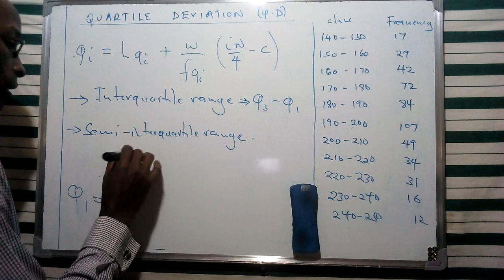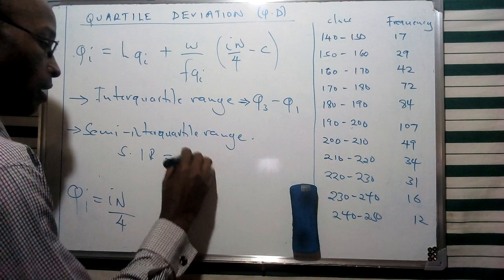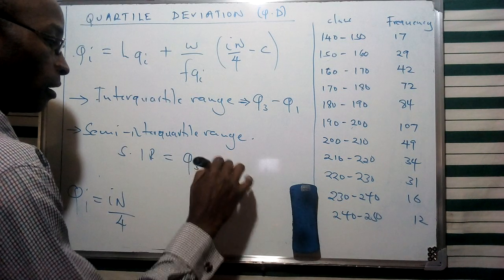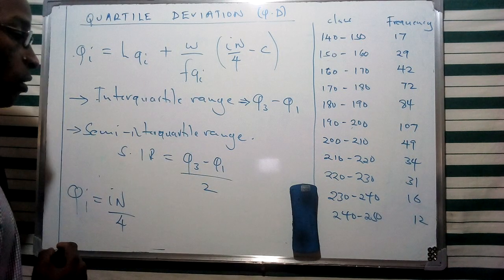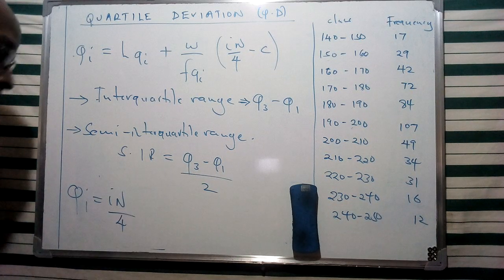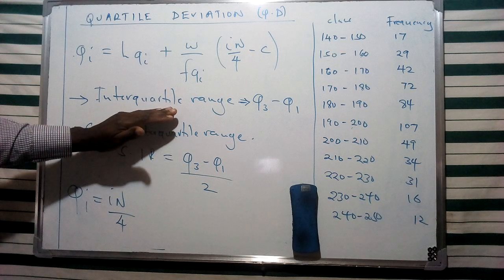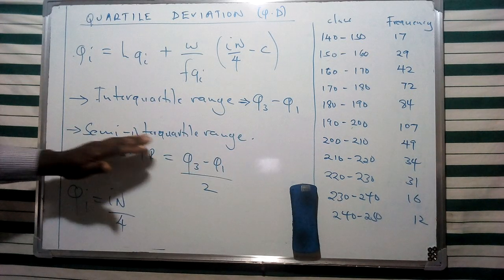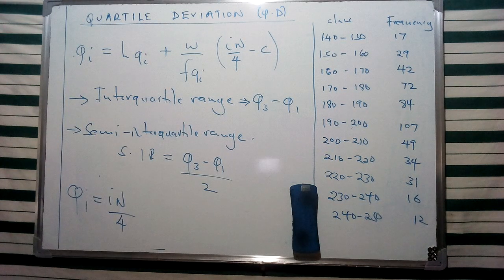So therefore, the semi-interquartile range is going to be given in terms of the average of this interquartile range, given as Q3 minus Q1 divided by 2. And of course, the interquartile range is the difference between the two, and the semi-interquartile range is this specific interquartile range divided by 2, given as such.